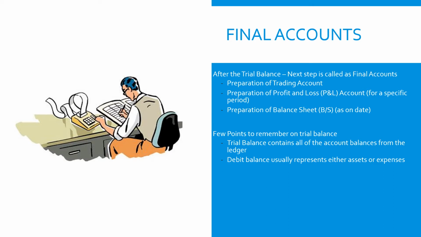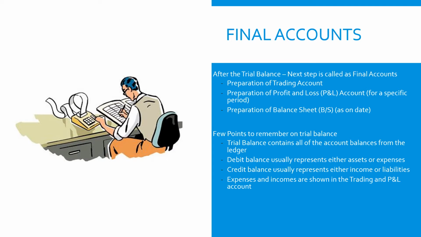So what is the next point? Credit balances usually represent either income or liabilities. Again, going back to the same equation, capital plus liabilities equal assets, or assets equal capital plus liabilities. Expenses and incomes are shown in the trading and P&L account, while our assets and liabilities will be shown in your balance sheet. Again, this goes back to the same equation, capital plus liabilities equal assets.